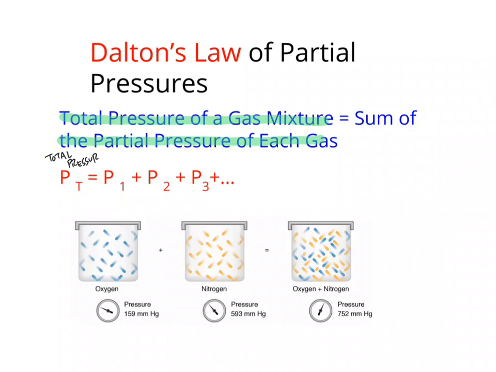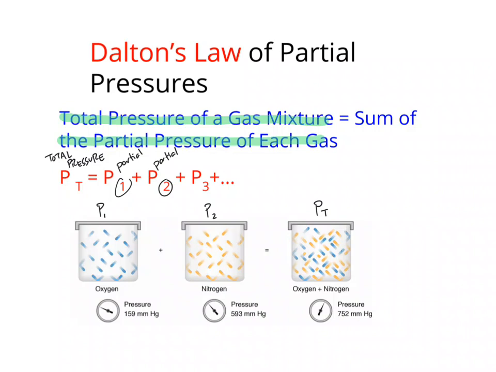So PT is total pressure. So oxygen plus nitrogen, this would be my total pressure. P1 is a partial pressure of the first gas. So let's say that oxygen is my first gas. That's P1. P2 is my partial pressure. It's the individual pressure of my second gas. So I'll say nitrogen is P2.